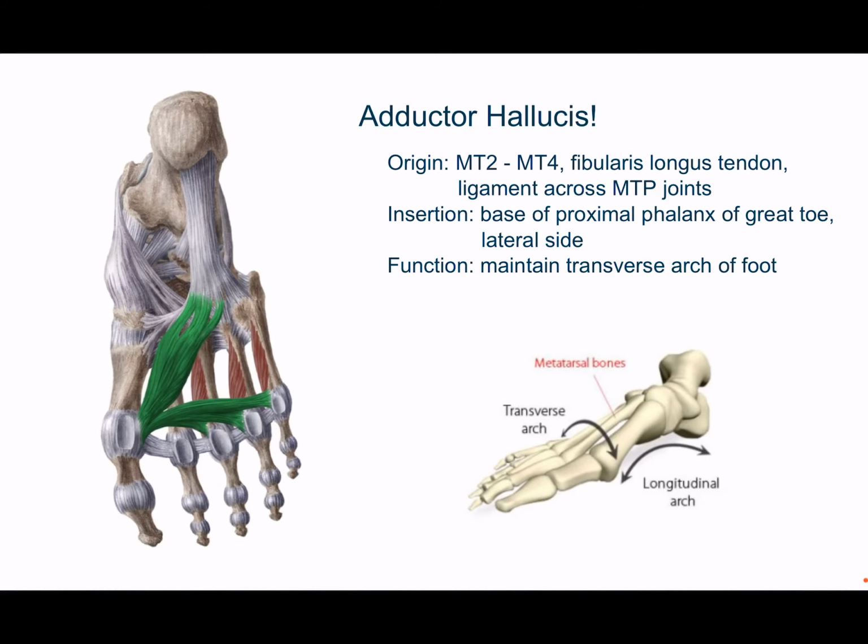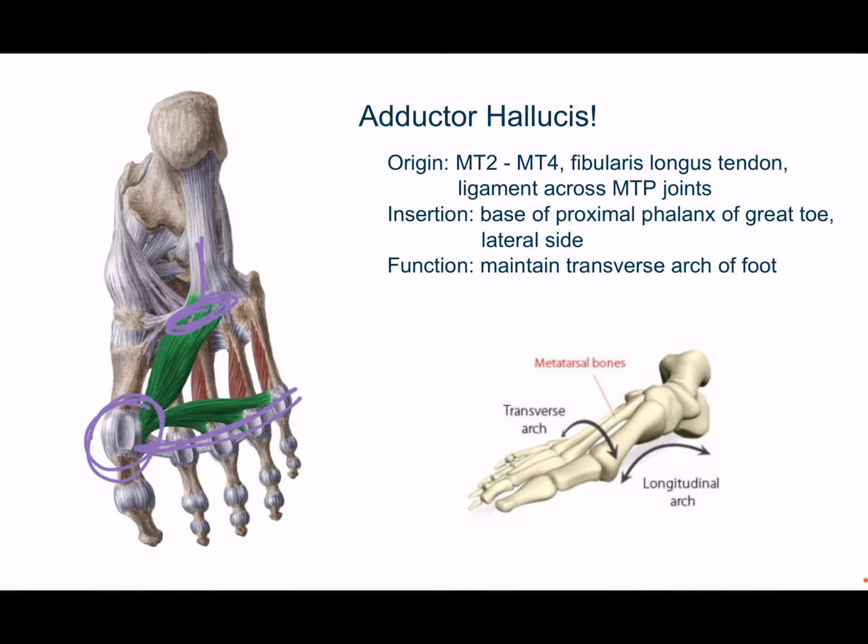Adductor hallucis, which is a strange little muscle. It originates at a bunch of different places, including metatarsal 2 through metatarsal 4. So right here you see them attaching to the metatarsals. And the fibularis longus tendon, which is here, and the ligament across the MTP joints, which is here, metatarsophalangeal joints. And it's going to insert onto the proximal phalanx of the great toe.